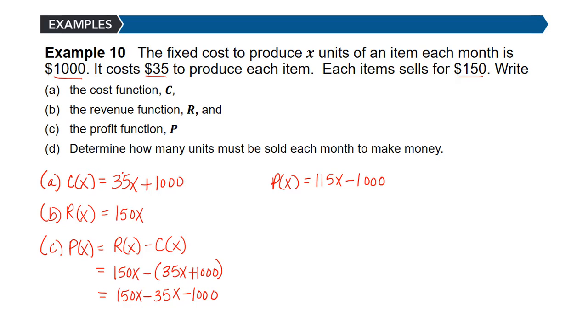Now part D says to determine how many units must be sold each month to make money. Well, to make money means our profit is going to be positive, right? We want to figure out when is our profit equal to 0, and then anything more than that will let us make money. So we set 115x minus 1,000 equal to 0, and this is where we will break even. So we can add 1,000 to each side to get 115x equals 1,000, and then divide by 115, and we get an approximation of 8.7.